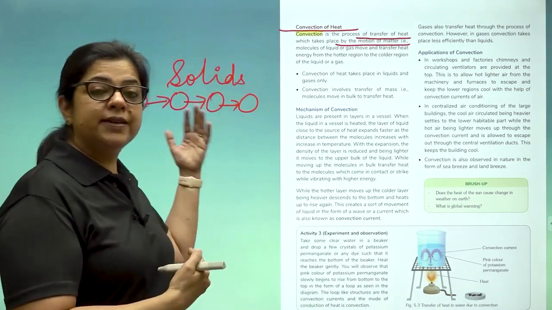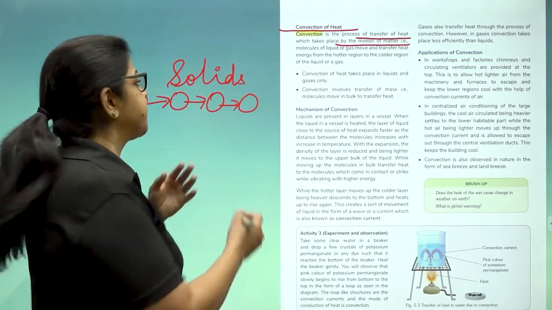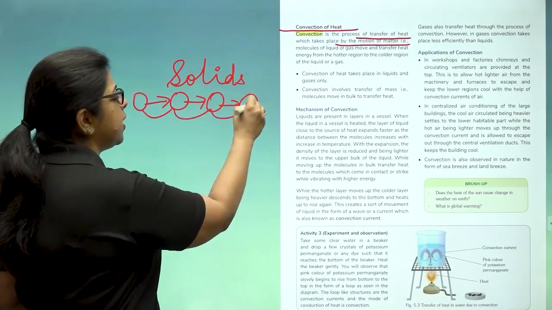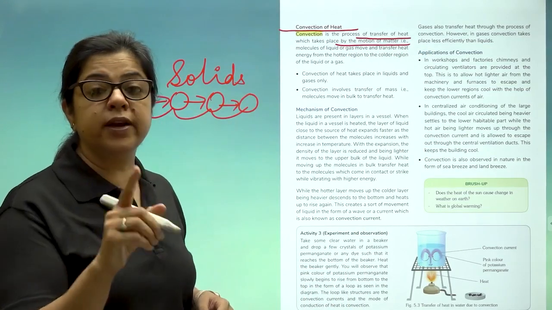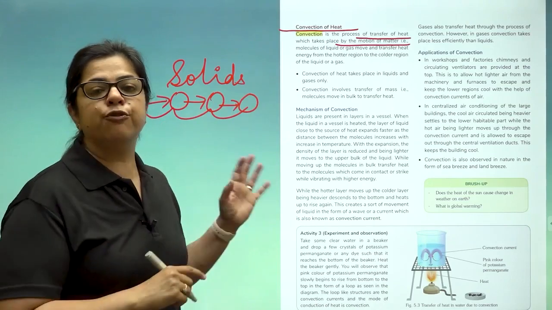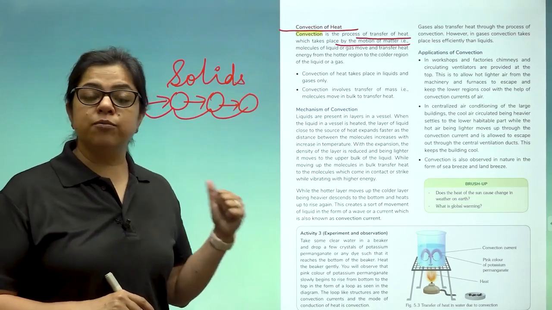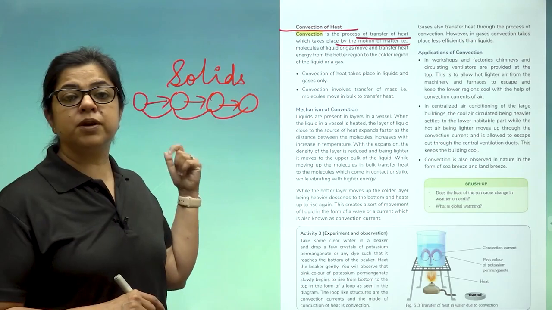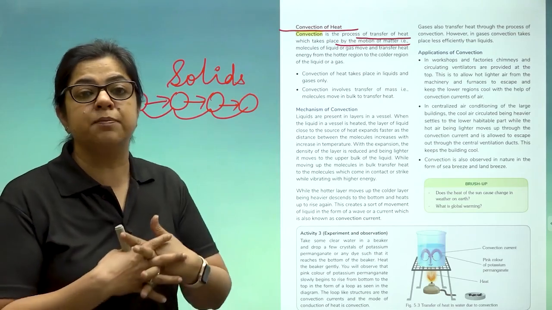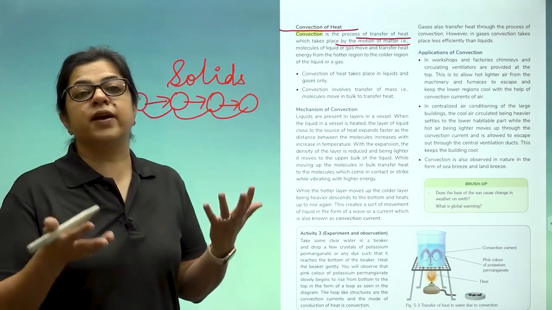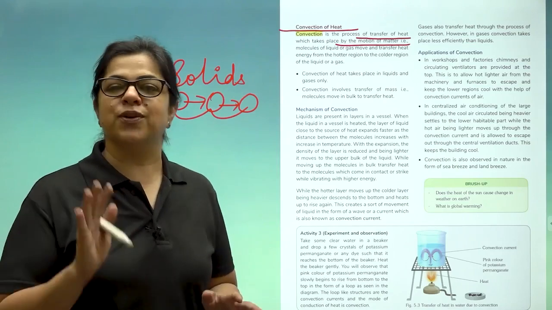Coming back to conduction again, here heat is transferred from one molecule to another. The molecules are not moving from their place. There is one more reason why molecules are not moving, because in solids they are very closely packed. So even if they want to move, where are they going to go? No place to go, right?